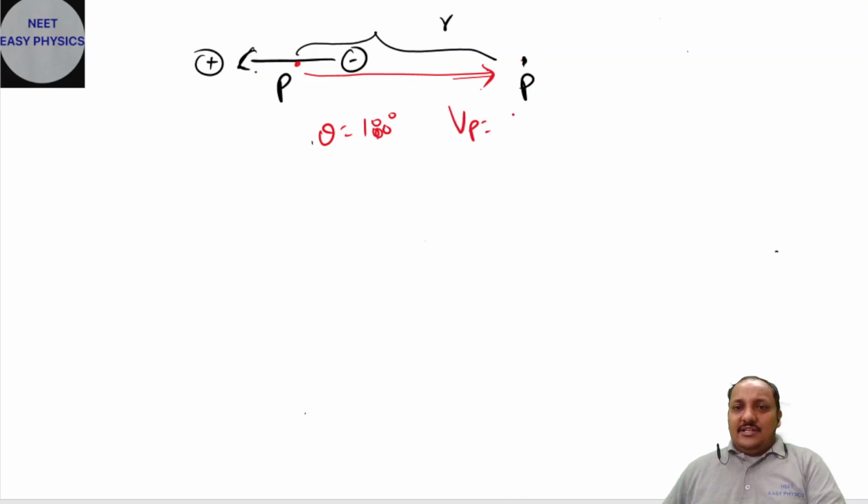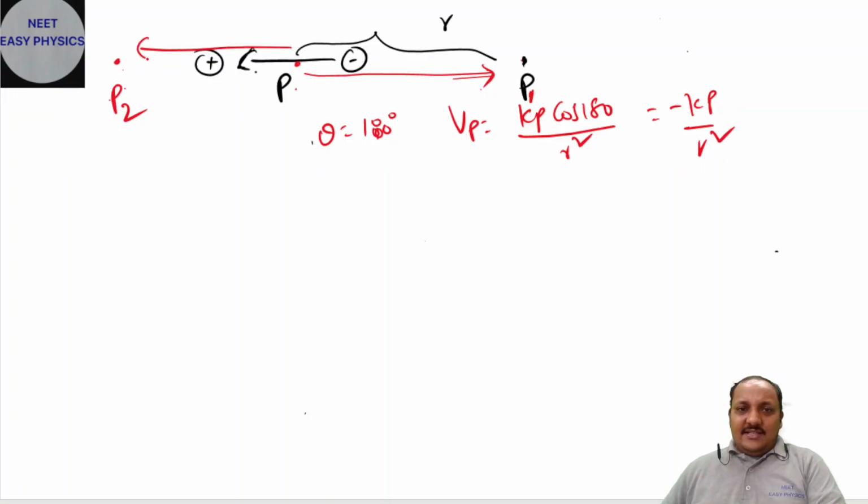Then what is the potential at this point? Kp cos 180 by r, so minus Kp by r. If you are taking the point on this side, point P this side, or P1 you can take, P2 you can take, because the dipole moment is coming. P2 is this side, which means now this is the distance direction. So this is the distance direction, which means both P and r bar are in the same direction.